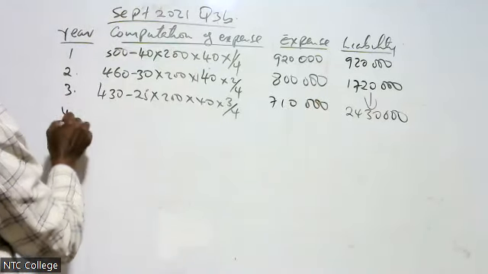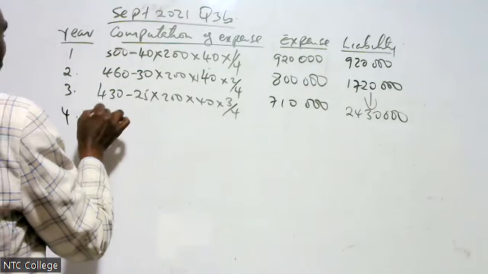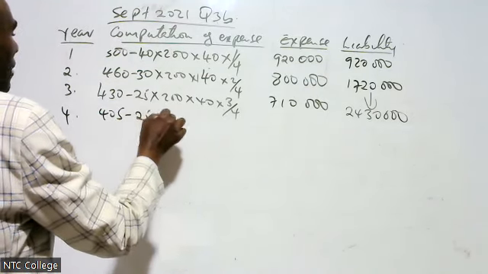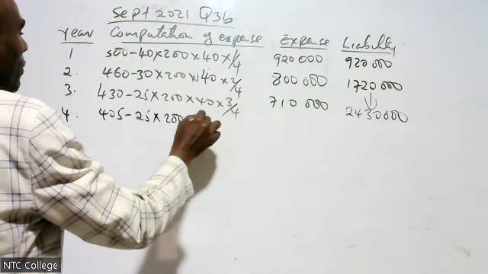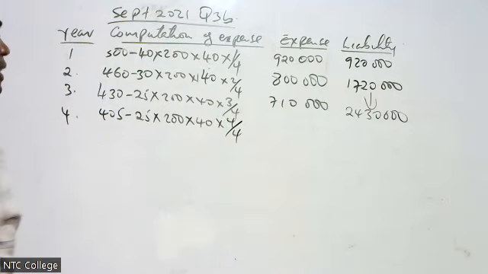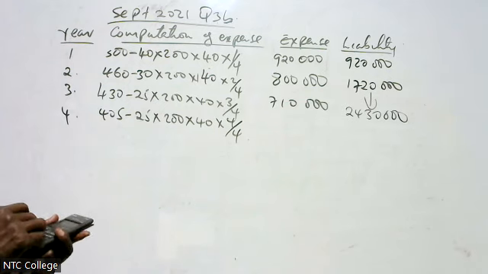Then I come to year 4. I have 405 minus 25, times 200, times 40, times 4/4. 4/4 is just like times 1. Then we see what we are going to report there.